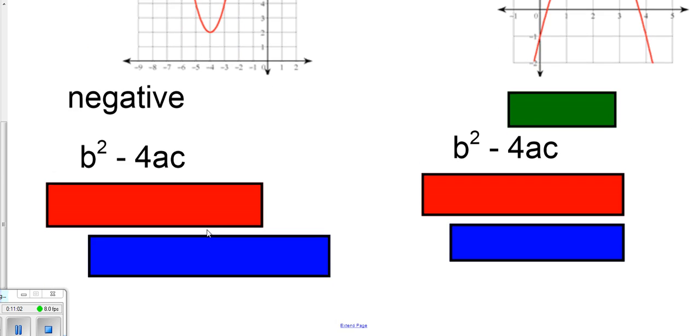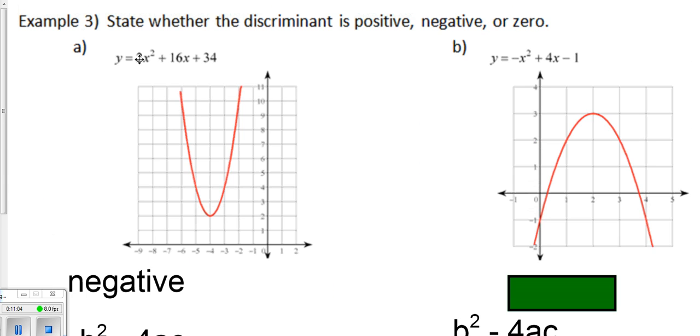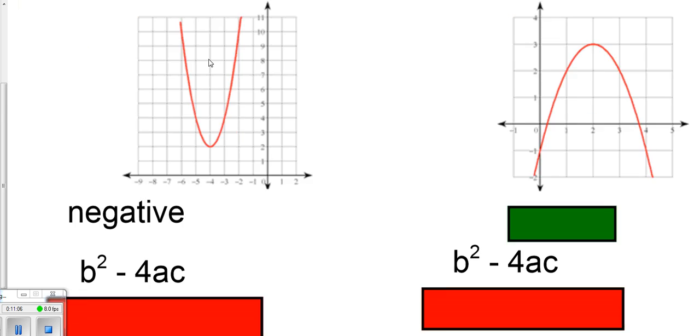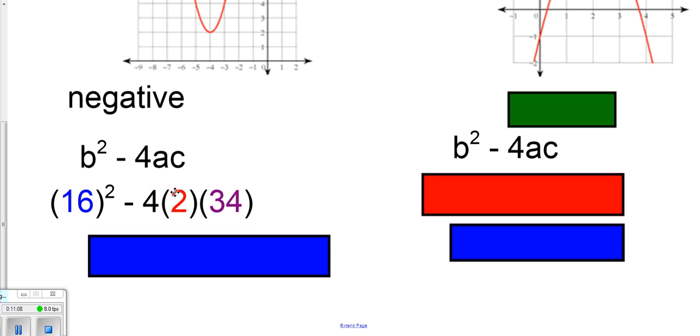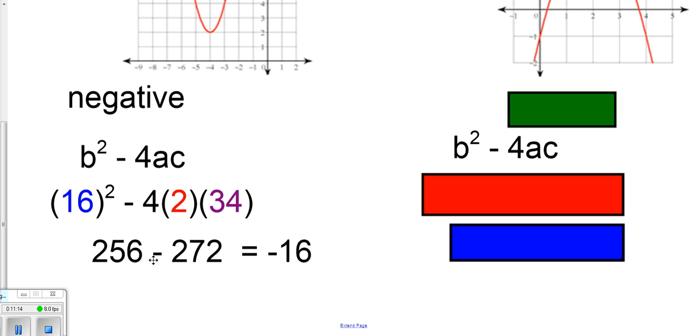If you wanted to double check, A is 2, B is 16, C is 34. Plug everything in. 16 squared minus 4 times 2 times 34 becomes 256 minus 272 equals negative 16. So it is in fact negative, like we said.